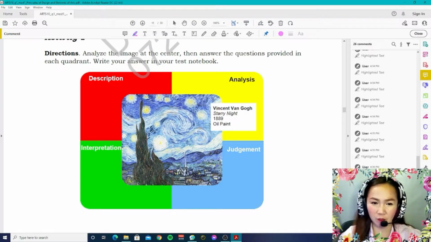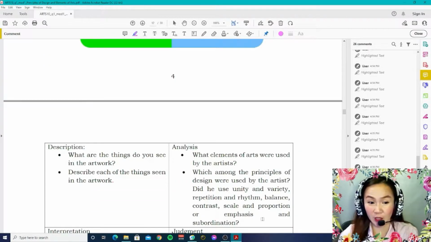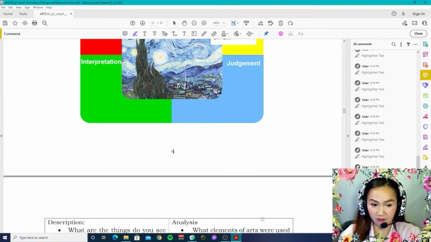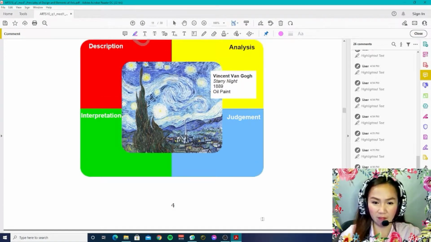Okay, so tingnan nyo. So let's start with description. Ano yung masasabi nyo dun sa painting na ito? Okay? Analysis, interpretation, and judgment. Ito yung question under description. So, what are the things do you see in the artwork? What are the things do you see? Anong meron? May bundok, may ulap, you have stars, the sky, and the houses, a village, right?